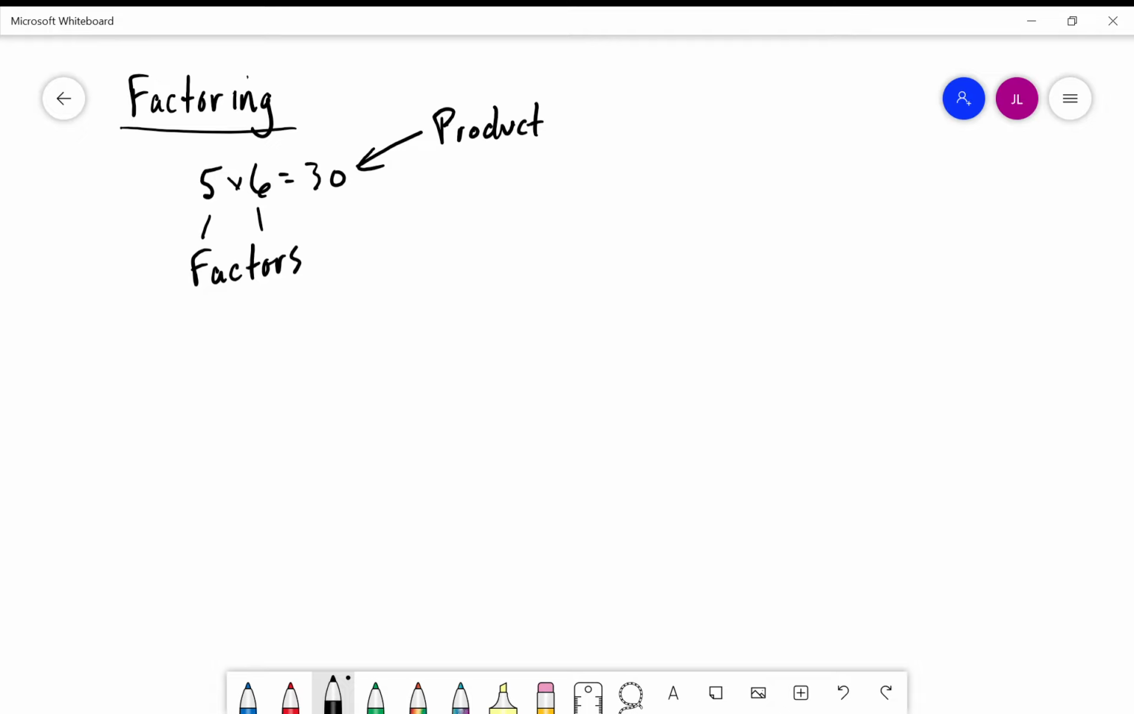So when we want to factor a number, what we do is break it down into the numbers that would be multiplied together to reach that conclusion. For example, if we have the number 40, we can break this down and say 40 can be equal to 2 times 20. It could also be equal to 4 times 10. It could also be equal to 5 times 8. So when we look at this, these are 5 different factors of 40.